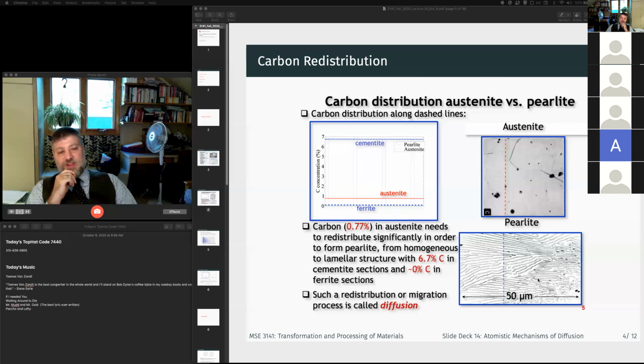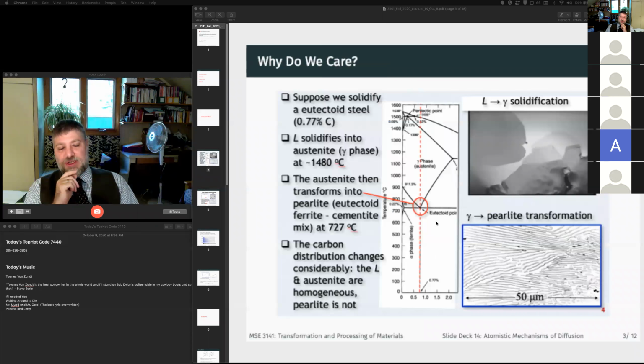So the growth of this pearlite is going to be limited by how fast carbon can diffuse in the solid state, right? And what happens if we can't diffuse fast enough? What if we cool down too quickly? If we cool down at some moderate temperature, we get other phases like bainite that form, right?